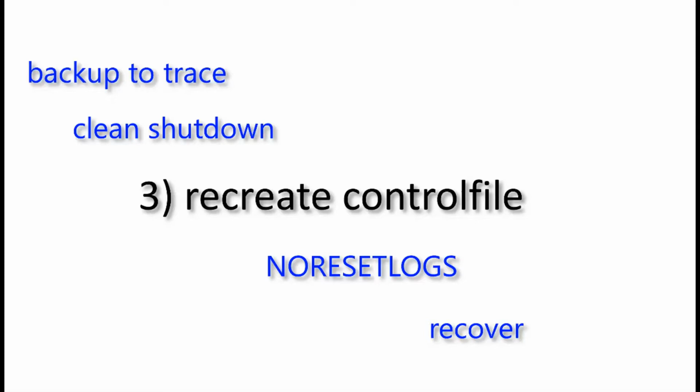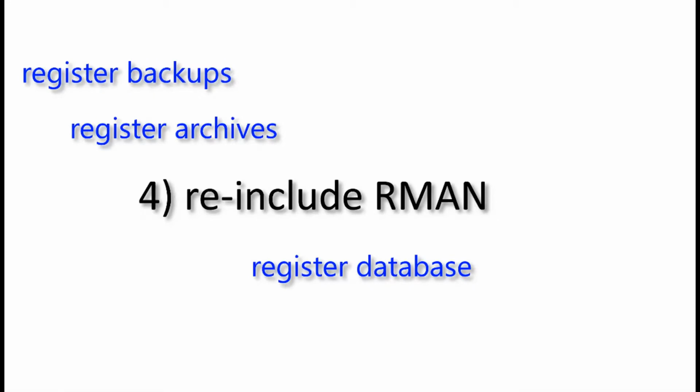The recover database should do nothing because you did a clean shutdown. You now should have a primary database back up and running with a cleansed control file. You can then re-register the backups in the control file, re-register the archives. Once you've done that, you can then re-register in your RMAN catalog, should you have one, and it will pick up the information from the control file that you've just re-registered, and your database should be back in sync with your RMAN catalog as well.